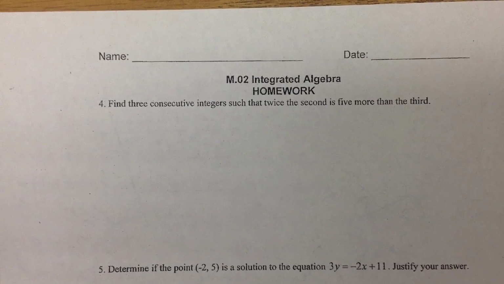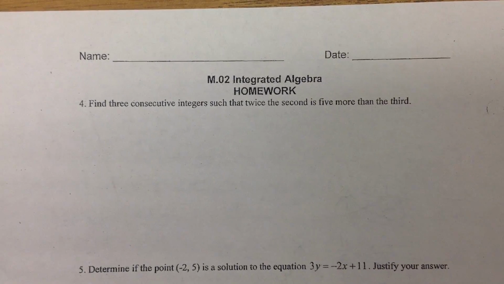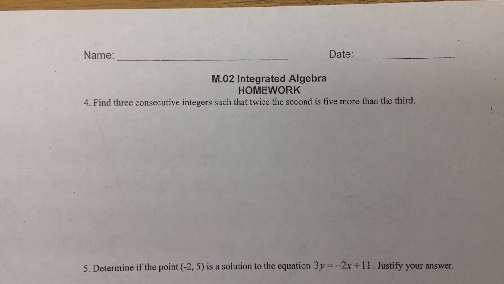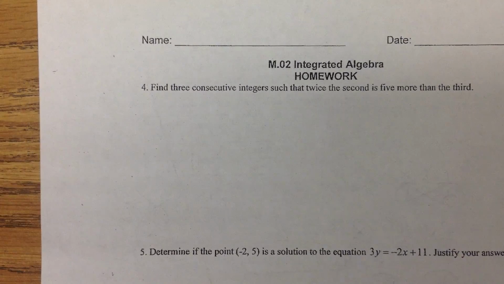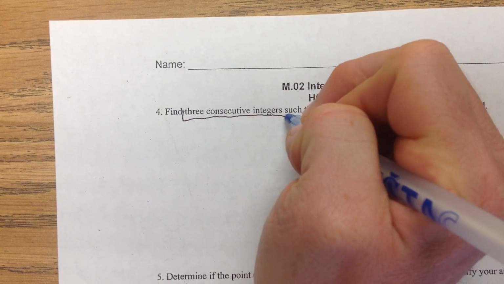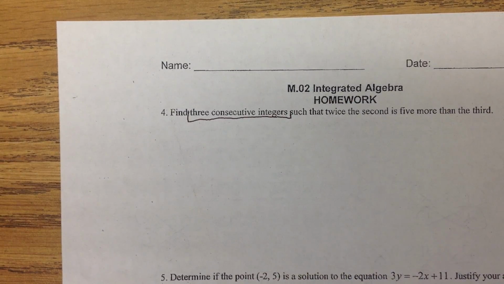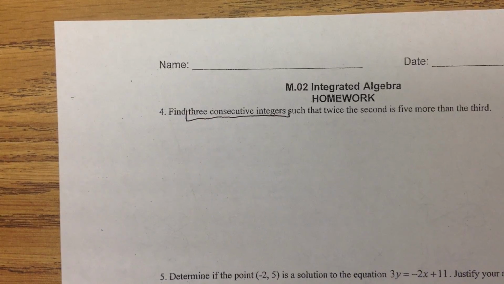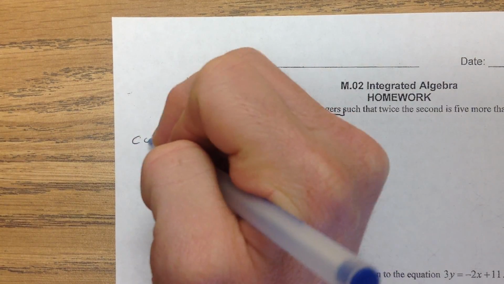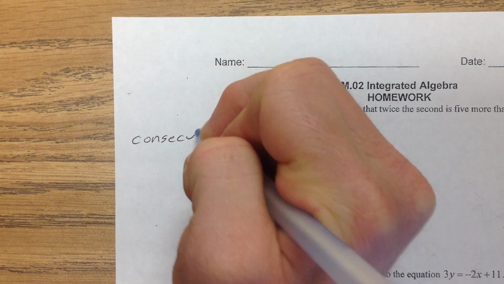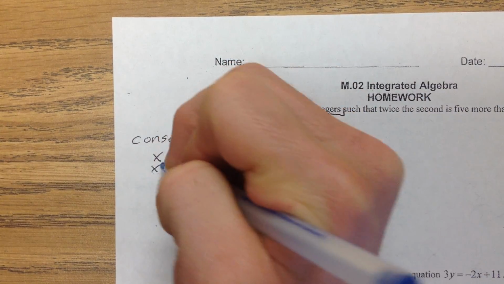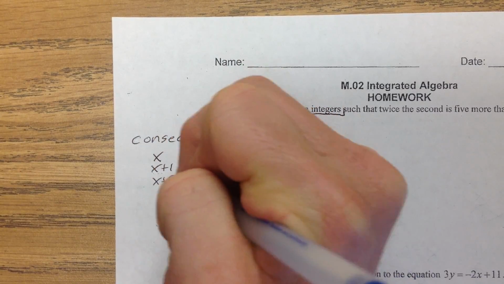Number 4, find 3 consecutive integers such that twice the second is 5 more than the third. All right, so here we have 3 consecutive integers. Consecutive integers means they're right in a row, so they're only going up by ones. But here's a little key that's probably helpful. When it's consecutive, you're always going up by 1. So x, x plus 1, x plus 2.